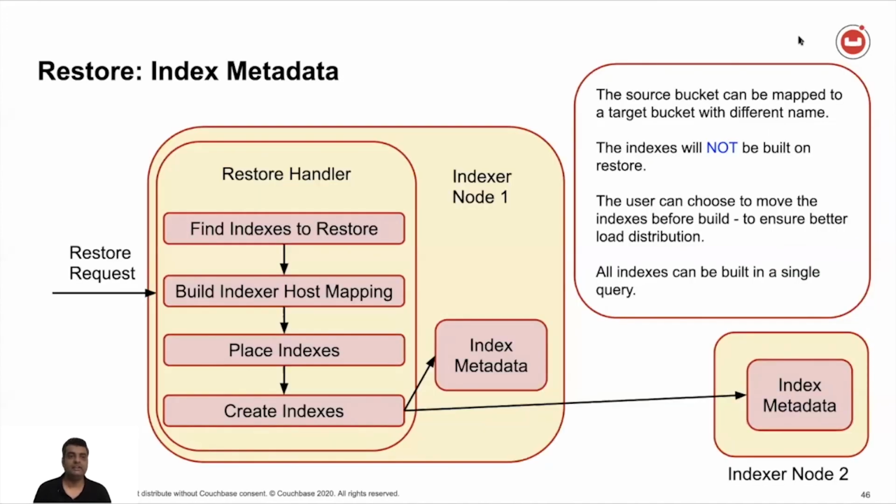Now let's take a look at how index metadata is restored with the help of CB Backup Manager. CB Backup Manager will send a restore request to one of the indexer nodes in the cluster. On that indexer node, the workflow for the restore handler will get invoked. The first step is to find the indexes to restore. If there are indexes that are present in the backup metadata as well as present on the target cluster, then those indexes will not get restored.